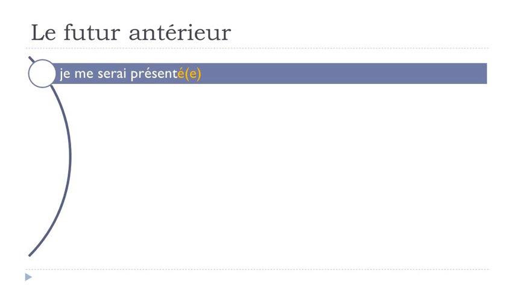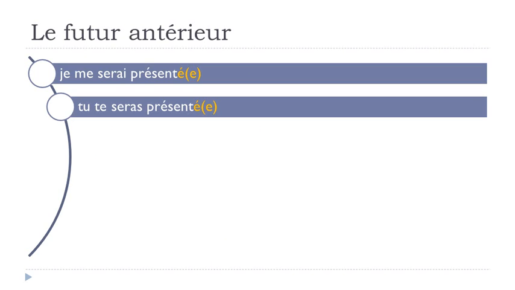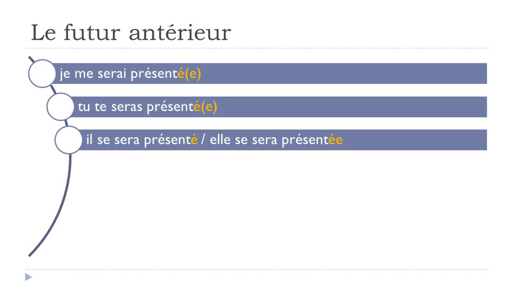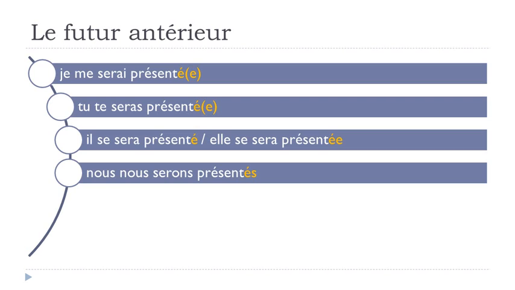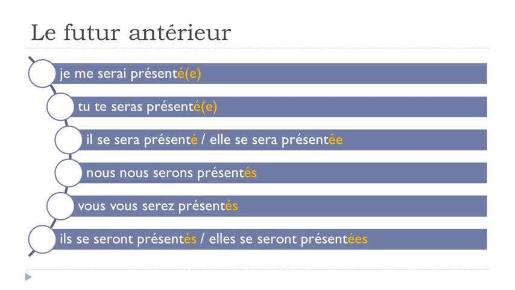And now we saw at the beginning of this video that all the reflexive verbs require être as well. But then remember that the conjugation is a bit more tricky because you've got to use these me, te, etc. So let's see how they go when you put them at the futur antérieur. So, je me serai présenté, tu te seras présenté, il se sera présenté, elle se sera présentée, nous nous serons présentés, vous vous serez présentés, ils se seront présentés, elles se seront présentées.